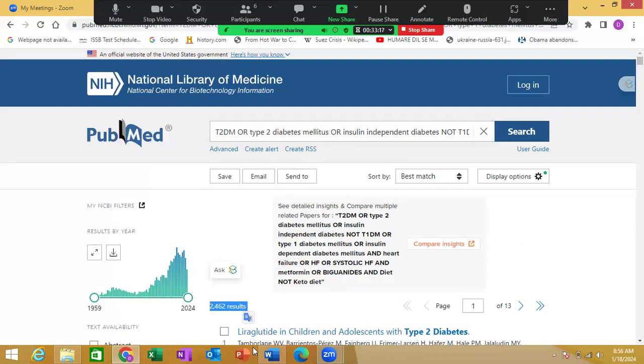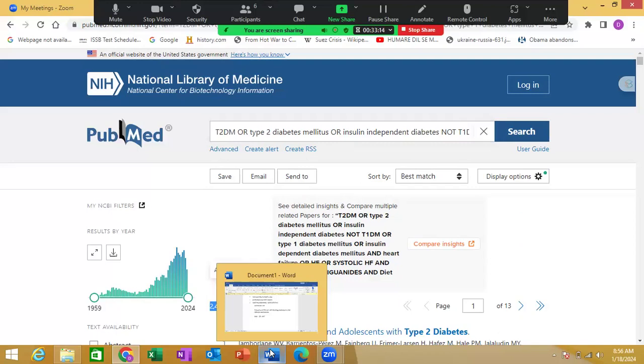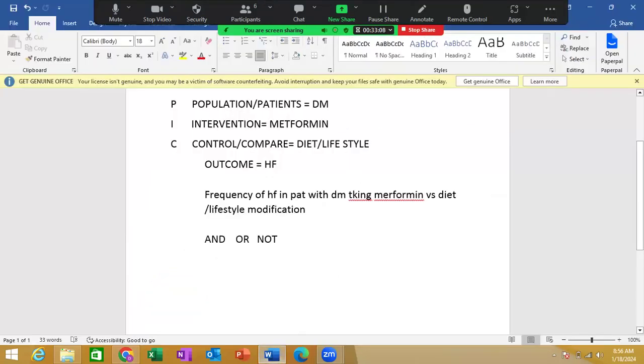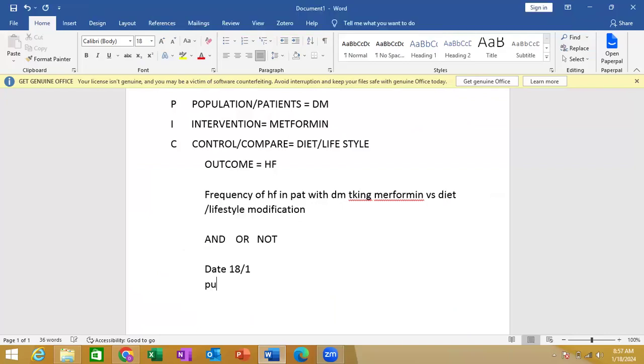By the way, I told you all that when you are doing anything, you are literature searching, you are drawing, everything you're doing, please make a separate Word file and keep noting your method. Like today is the date, I hope this is the 18th, whatever the date is. On this date, what we did, we searched PubMed. What were our keywords? You will use your keywords like I have used these words.